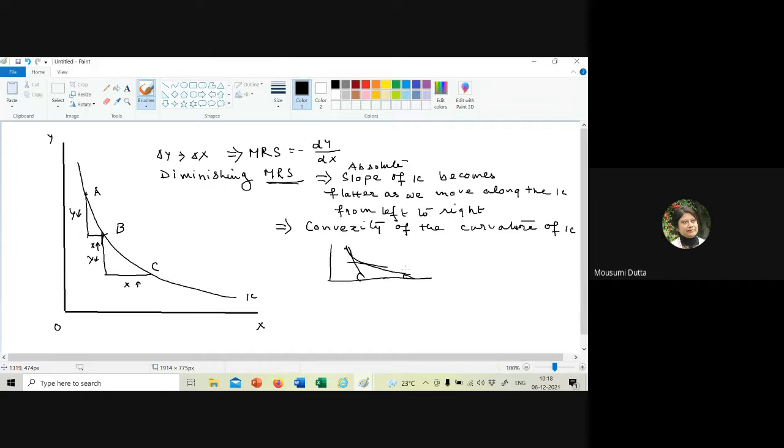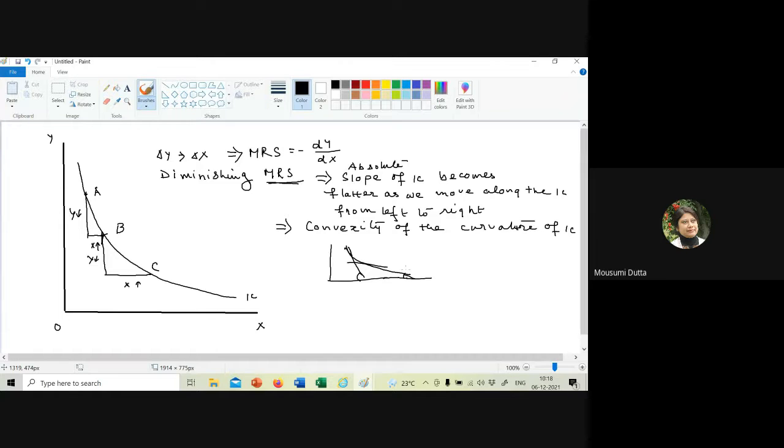Now, if I say MRS is the absolute slope of the indifference curve, that is minus dy by dx, then the absolute slope of the IC becomes flatter and flatter as we move along the IC from left to right. So this is the second point.